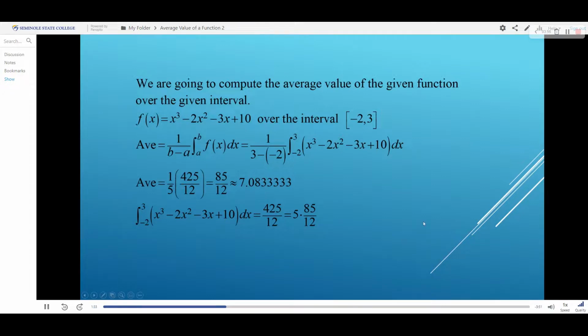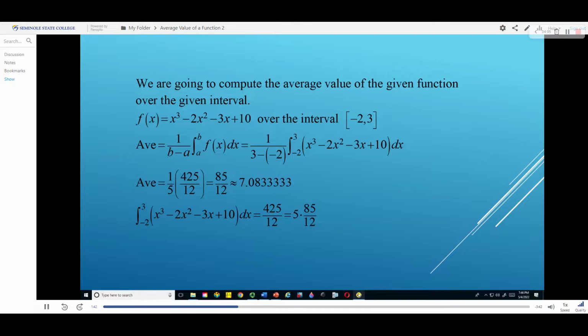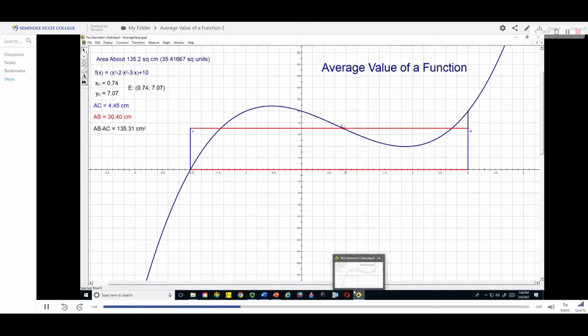Now the geometry of that I'm going to take a look at here, the actual geometry, looking at Geometer Sketchpad, average value of a function. Now what I've got pictured in blue is the graph of the function, and here is -2 on the x-axis, and here is 3. So the average value of this function over the interval from -2 to 3 is what was just computed in the video.